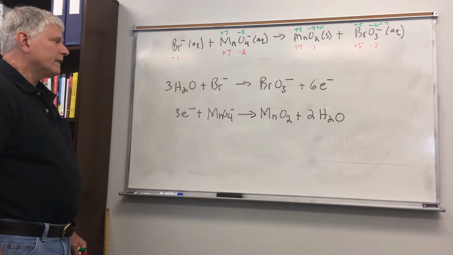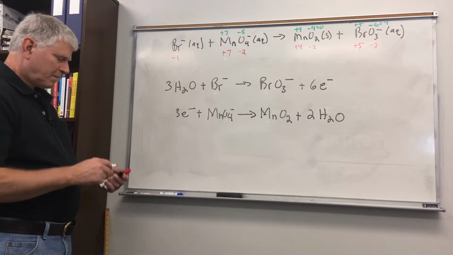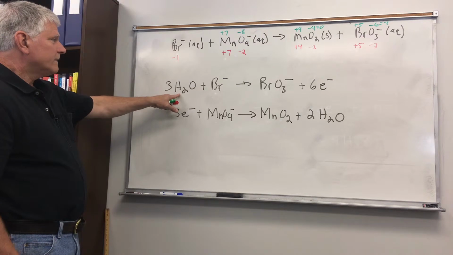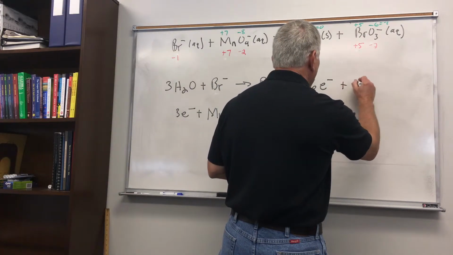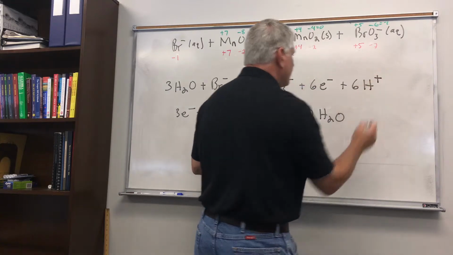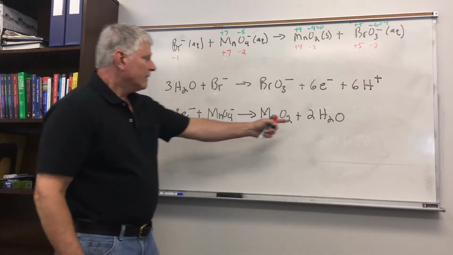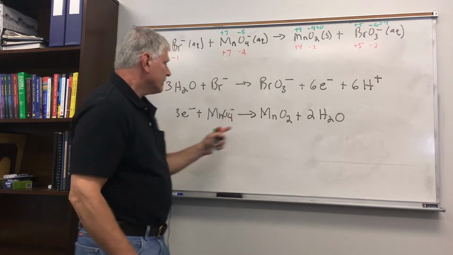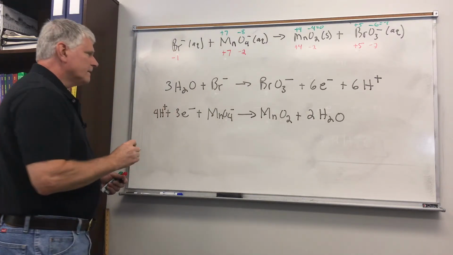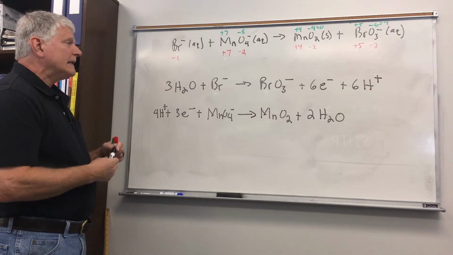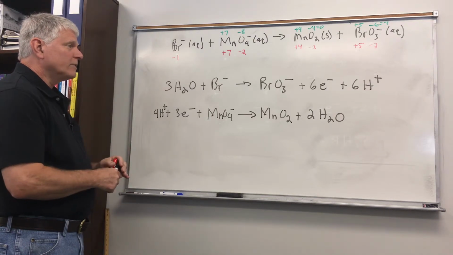So now I can balance the hydrogens. So I have 6 on the left. I need 6 on the right. And I have 4 on the left here. So I need 4 on the right. There. So now this is in basic solution, so I have one additional step.